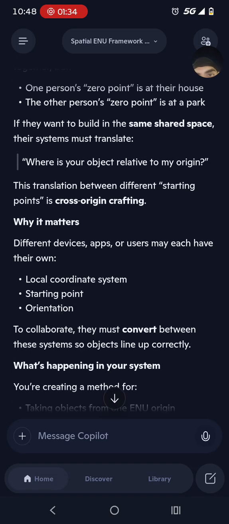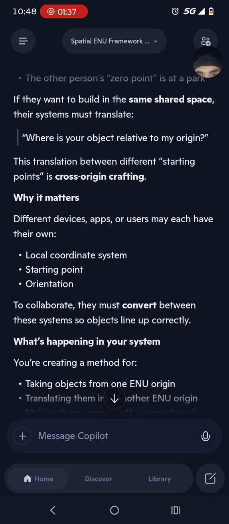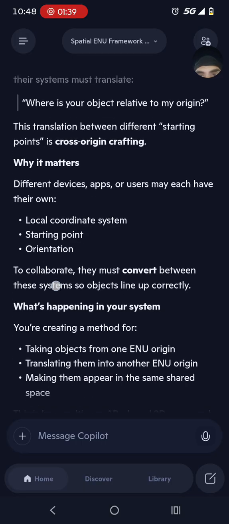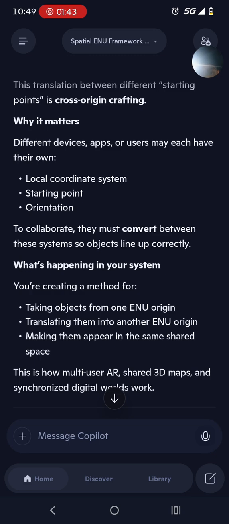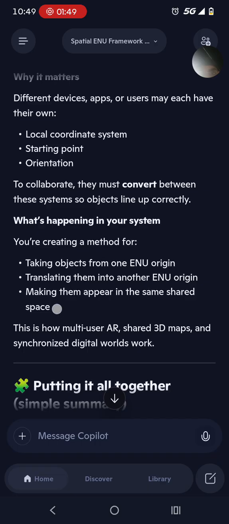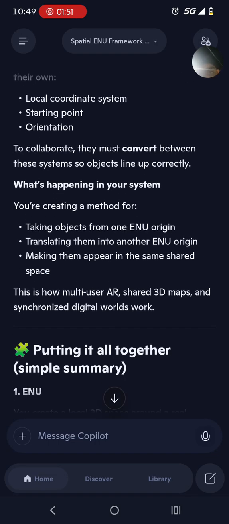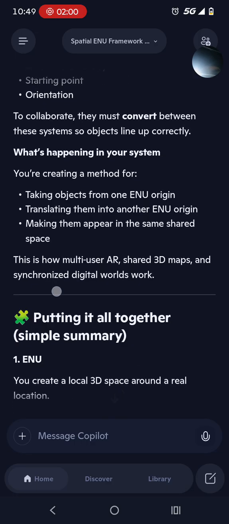Why it matters: different devices, apps, or users may each have their own local coordinate system, starting point, orientation. To collaborate, they must convert between these systems so objects line up correctly. What's happening in your system: you're creating a method for taking objects from one ENU origin, translating them into another ENU origin, making them appear in the same shared space. This is how multi-user AR, shared 3D maps and synchronized digital worlds work.